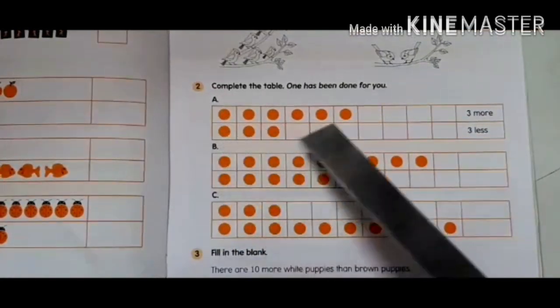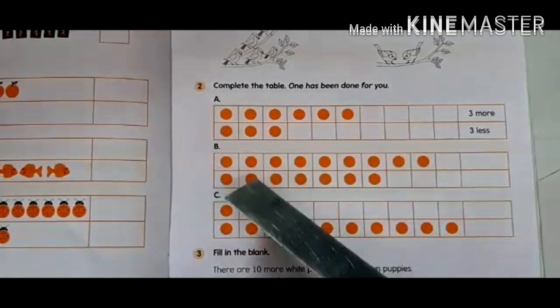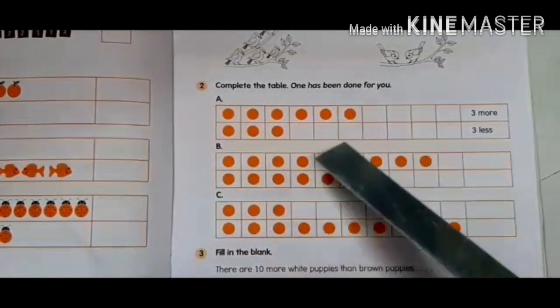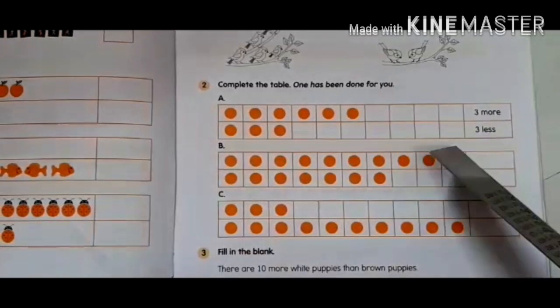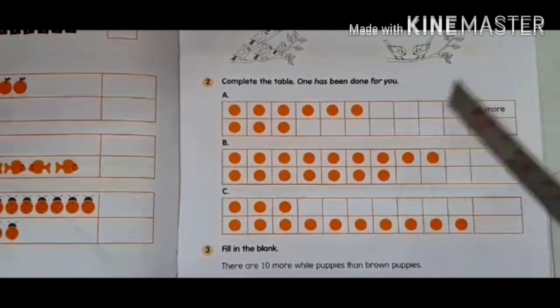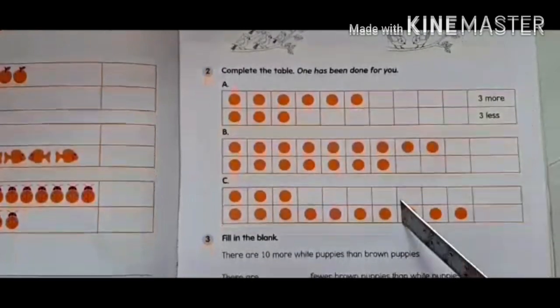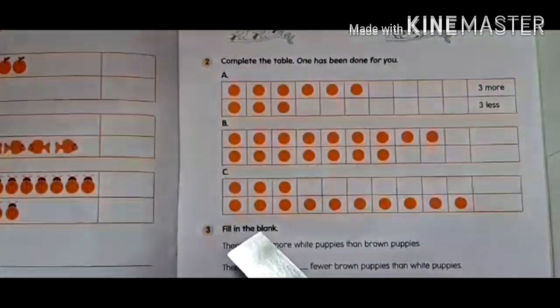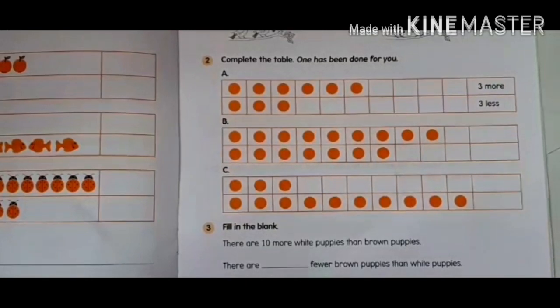See children, here two groups are given. You have to find which group has more and which group has less, and write how many more and how many less. Here one has been done for you as an example. By seeing this, you have to do this one. And third question, fill in the blanks. Read the question and write the answer.